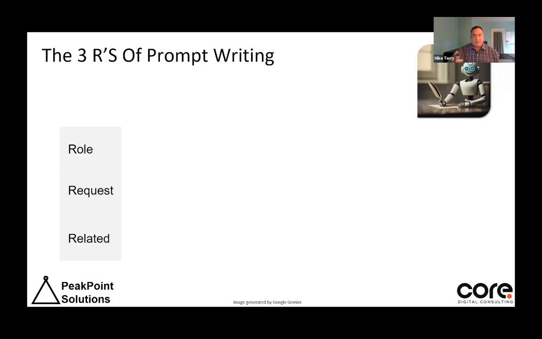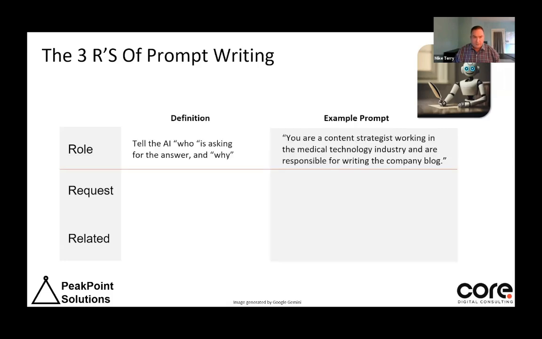And then in the next slide, we'll get through an opportunity for each and every one of you to do some prompt writing and see if you want to do something in the research or writing or graphic element. So the role, the first R, is tell the AI who is asking for the answer and why. Here's the example. You're a content strategist working in the medical technology industry, and you're responsible for writing the company blog. There we frame it in a very specific prompt. So you're not writing an email back. You could do that. You could put that in the prompt. You could say, I'm writing an article that wants to go in somewhere.